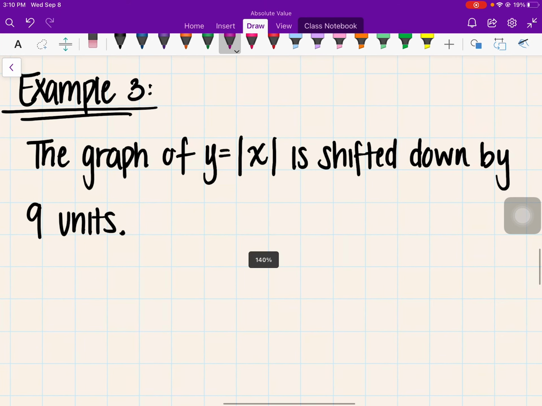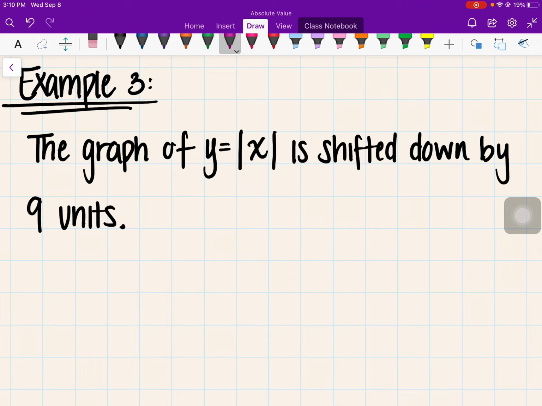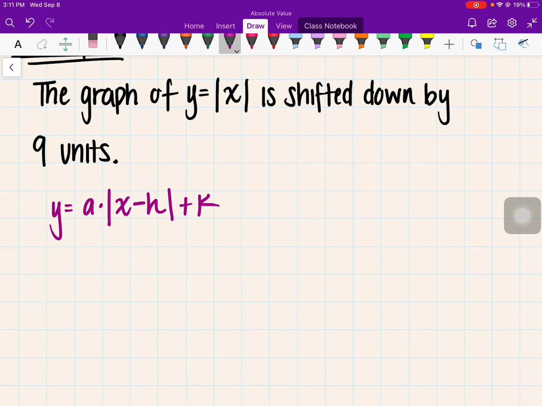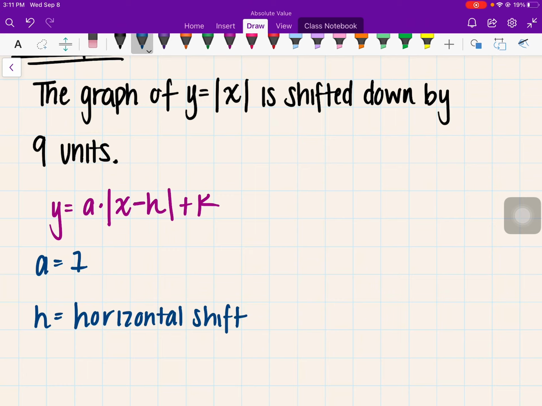And the next one is similar to this. Once again, the goal for us here is to write the equation y equals a times the absolute value of x minus h plus k. So let's go ahead and find our h. A in this case is given to us. And we want to find h, which helps us represent the horizontal shift. And in this case, k helps us identify the vertical shift.